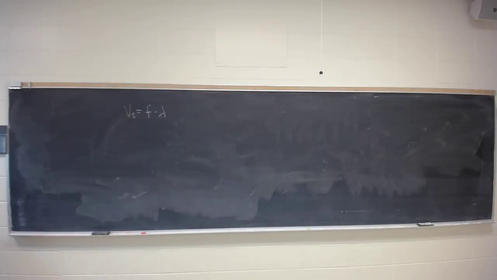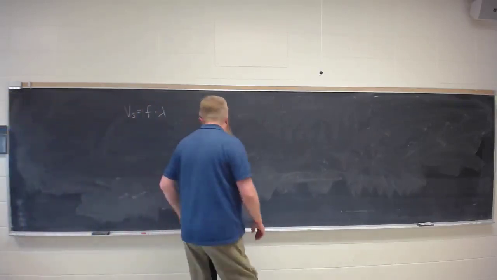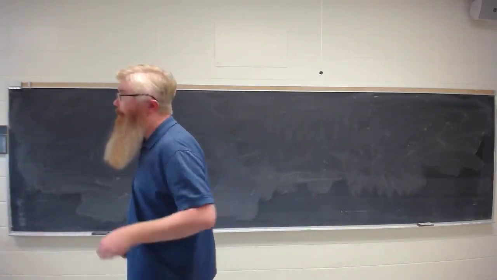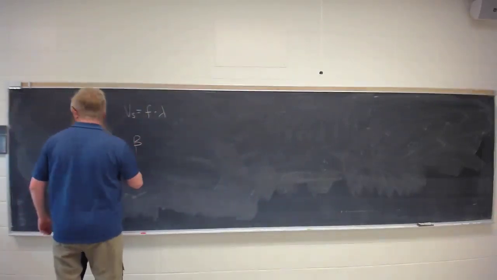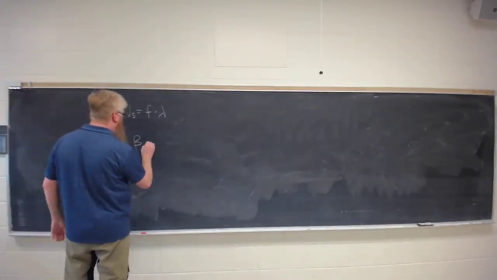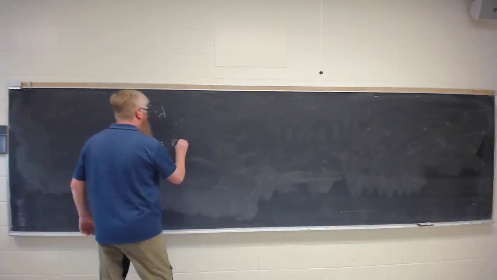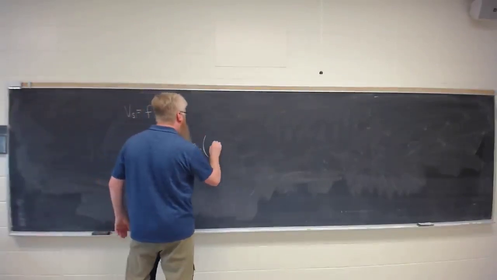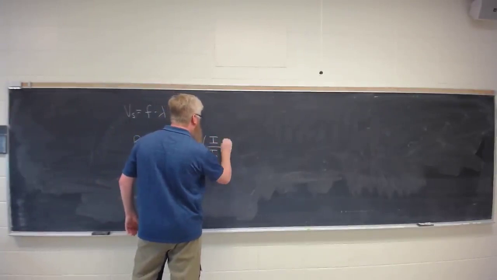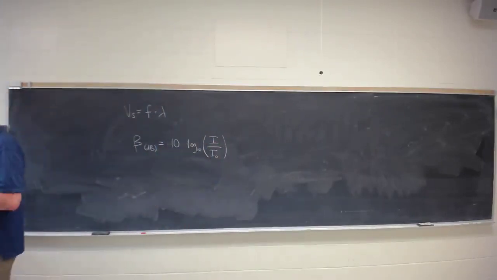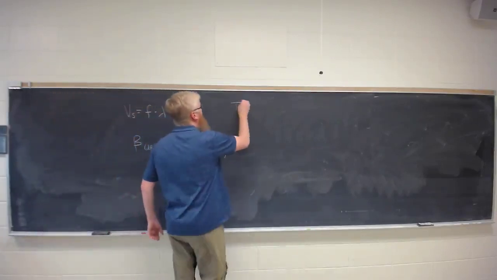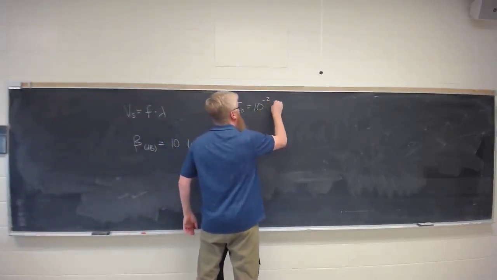So talking about sound intensity and sound levels. Again, intensity is power over area. So you have the decibel scale. There is an equation for the decibel scale where the sound level in decibels is equal to 10 times the log base 10 of the intensity with respect to some reference intensity I naught, where I naught is 10 to the minus 12 watts per meter squared.